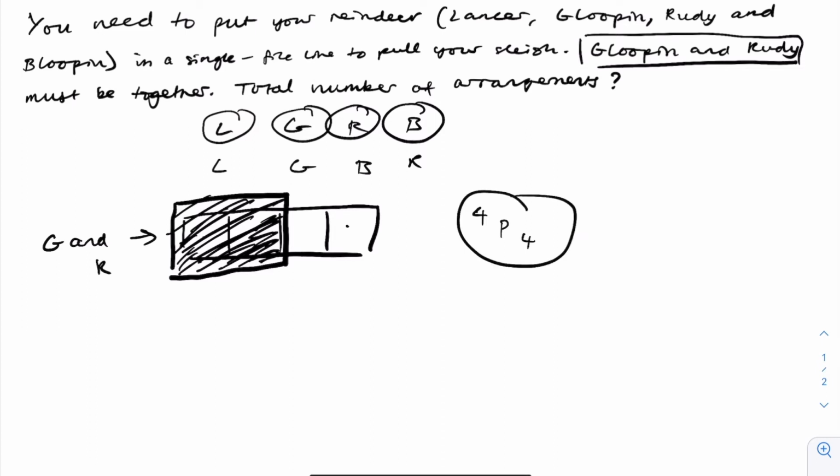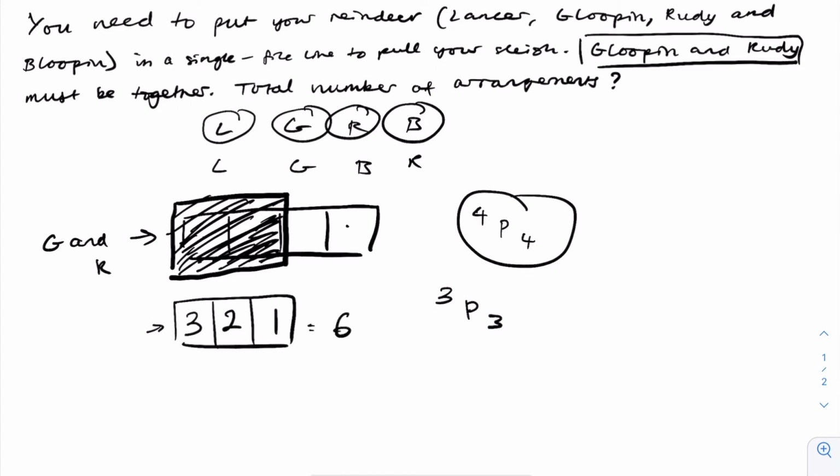So now we have 3 things, and we can order them with permutations. The thing would be 3P3, or we could also consider it with our diagram, which is now 3 boxes long. There are 3 different possibilities for who can go here. It can be either the combined unit of Glupin and Rudy, Lancer, or Bluepin. Now we put one of the reindeer here. There are only 2 left for this box and then 1 left for this one, which is the same as 3 factorial, which is equal to 6, because it's 3 times 2 times 1. So there are 6 permutations, actually, not combinations, 6 different permutations for this example.